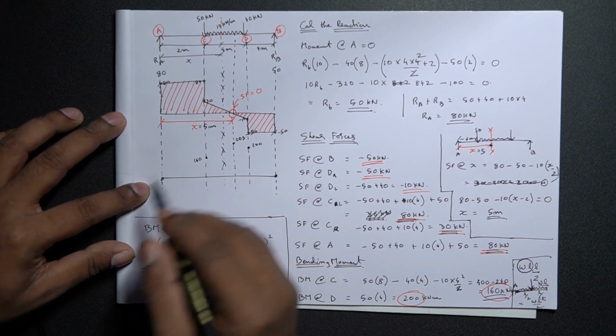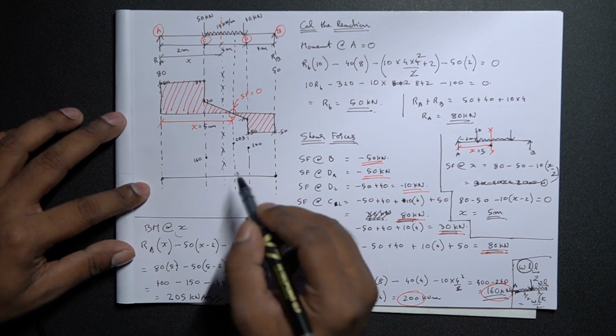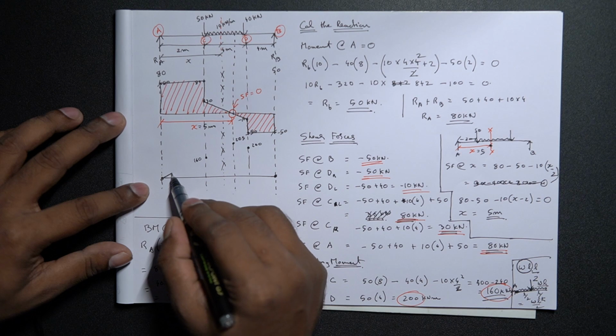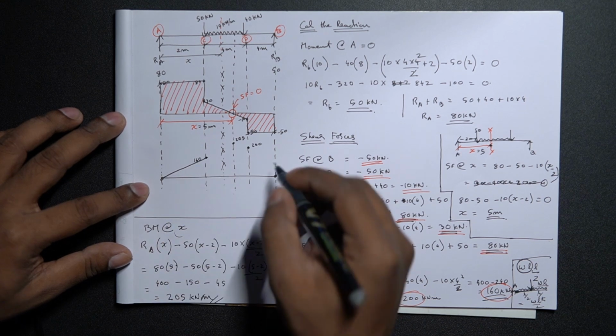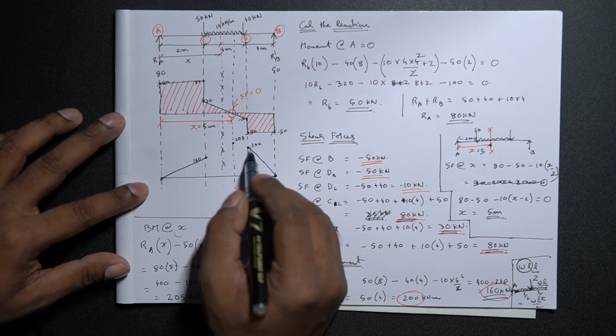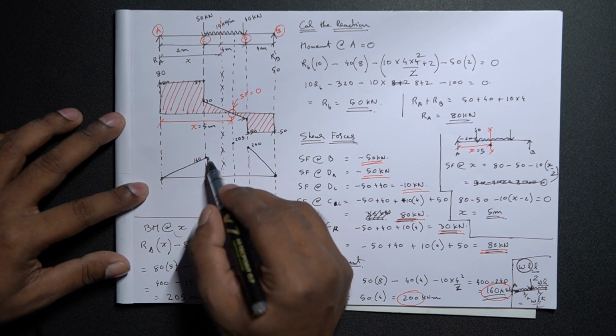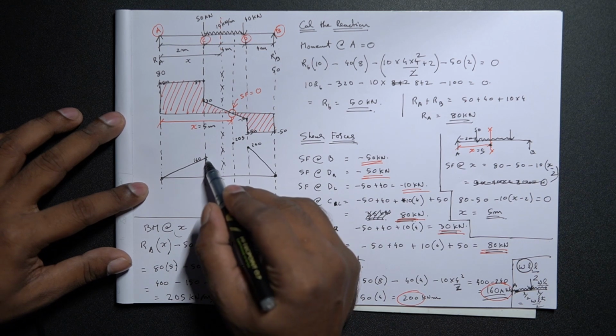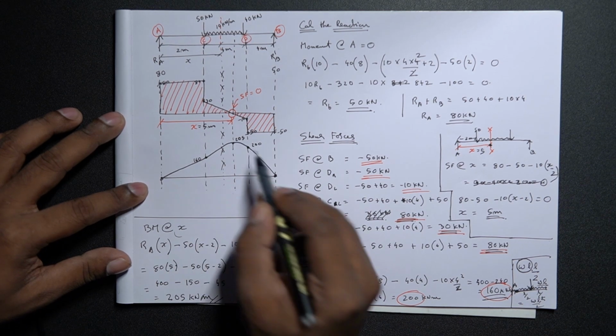So let's join all the lines. For a point load, the bending moment is linear. Again we have a point load, the bending moment is linear. But over here it's a uniformly distributed load, so the bending moment is parabolic.